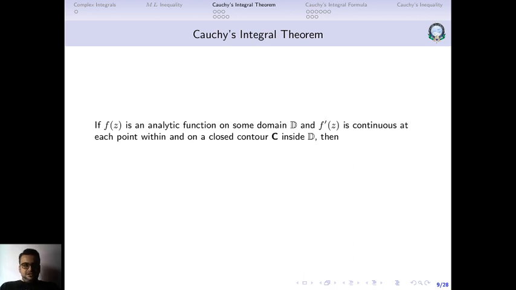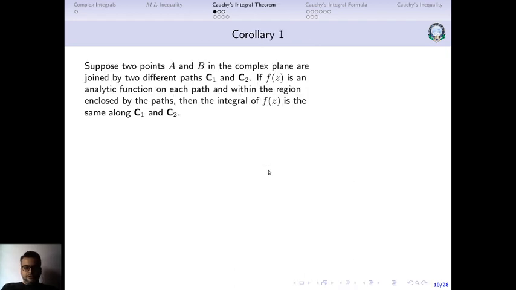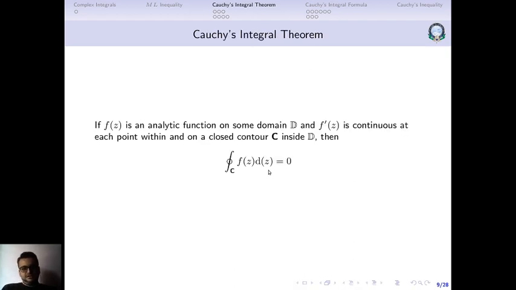Now coming to the Cauchy integral theorem. Suppose I have a function f of z which is analytic on some domain D, and f prime of z is continuous at each and every point within and on a closed contour C inside D. Then the closed loop integral of the function f over C is always 0. That's Cauchy's integral theorem.